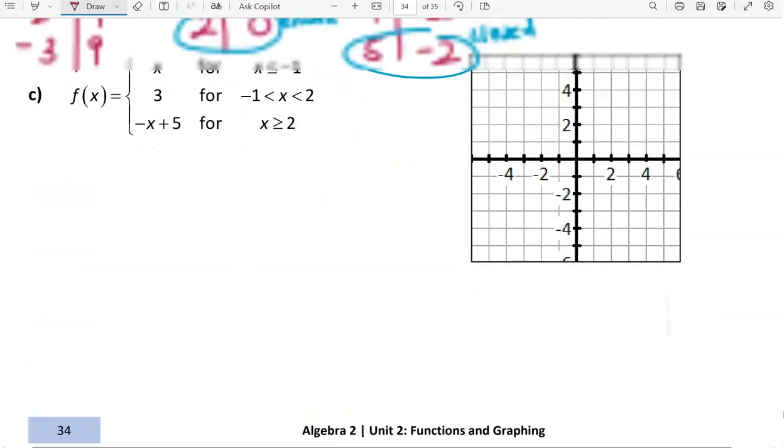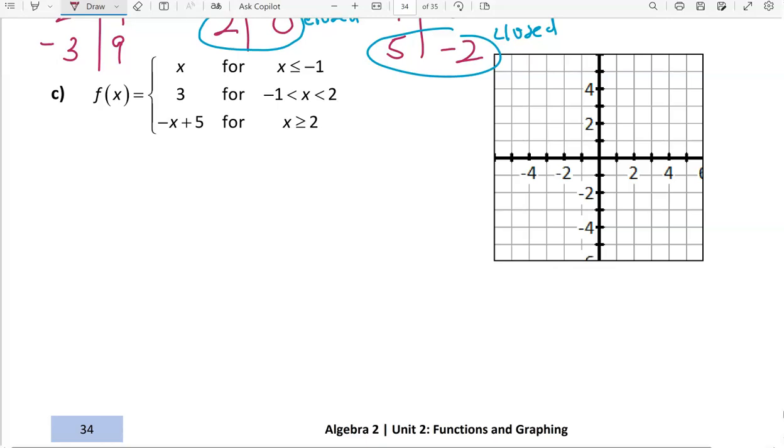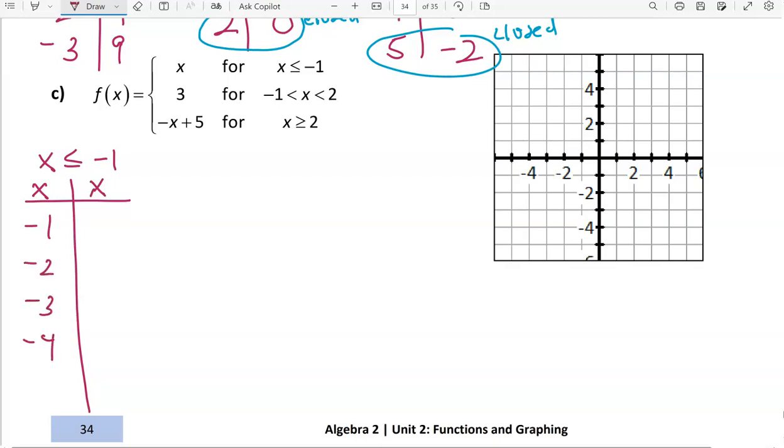And one last to try here. So this is again 3 pieces. Our first interval is x is less than or equal to negative 1, creating a table of values. Our x values and our y's are just the same as the x values. So negative 1, negative 2, negative 3, negative 4. I could keep going, but I won't. And the y values are the same as the x values.